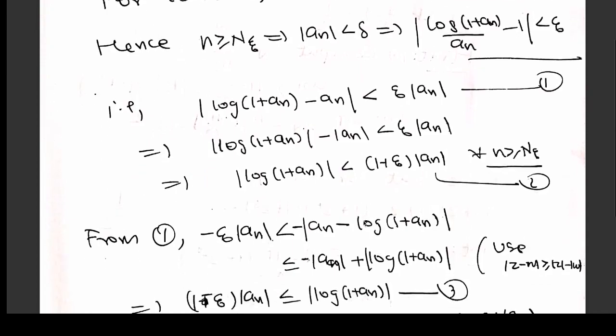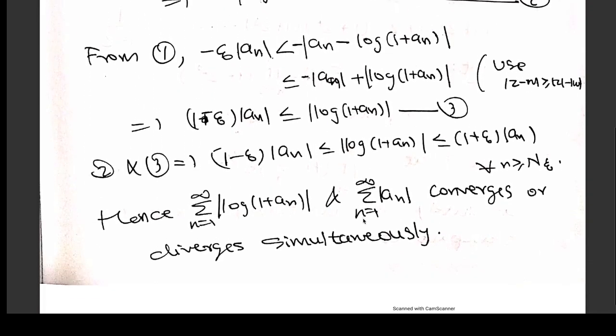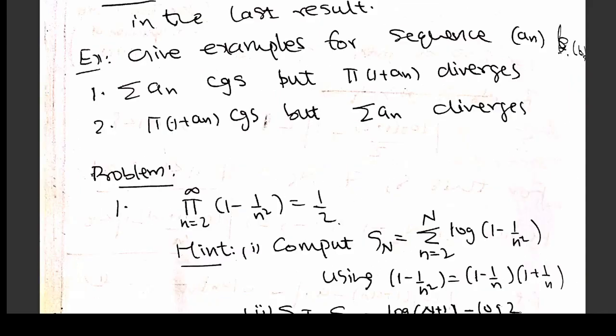Now it's a simple triangle inequality and other small estimates. You will obtain finally two inequalities. That means (1 minus epsilon) times mod a_n is less than or equal to mod log(1 + a_n), which is less than or equal to (1 plus epsilon) times mod a_n. Now you can see that if this series converges, then this series will converge, and if this series converges, then that one too. So that's an if and only if thing. So these two series converge simultaneously.